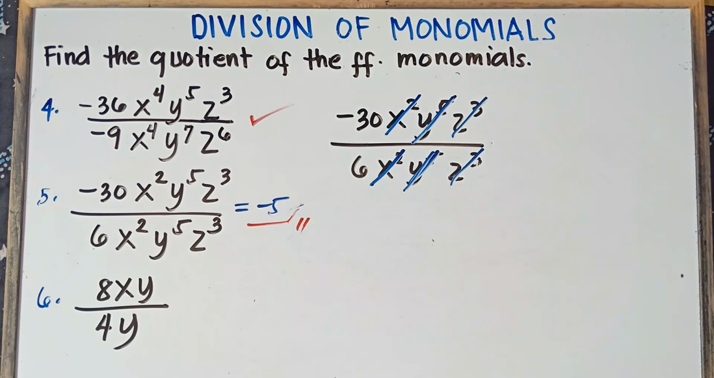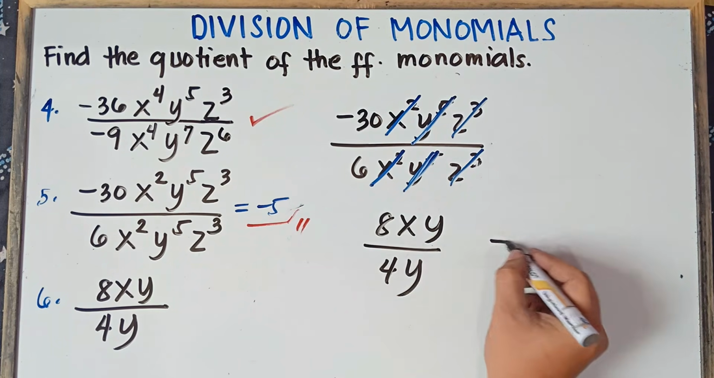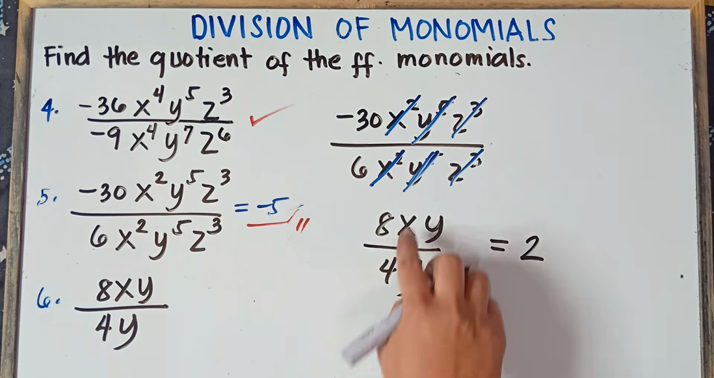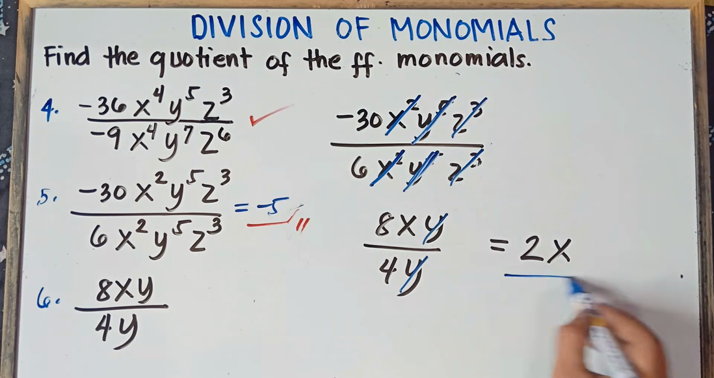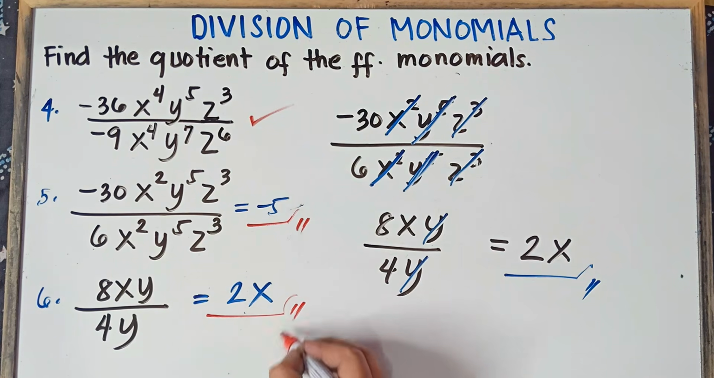Simple as that, class. Alright, so let's have example number 6. We have 8xy over 4y. So divide first the numbers, 8 divided by 4, that would be 2. And then for x, we cannot cancel x because we don't have any other x. So simply copy x. And then we can cancel y. So therefore, the answer, class, that would be 2x. Easy as that, class, with regards to example number 6.